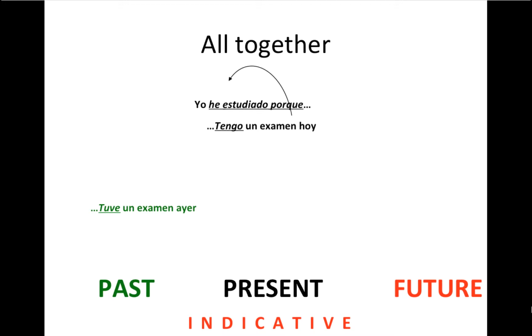Now let's move to the past. Tuve un examen ayer. I had an exam yesterday. But prior to that, yo había estudiado. So I will say, yo había estudiado porque tuve un examen ayer. I had studied because I had an exam yesterday. So it shows again sequence of action. Haber putting the action of estudiar slightly before the time that the exam was had.